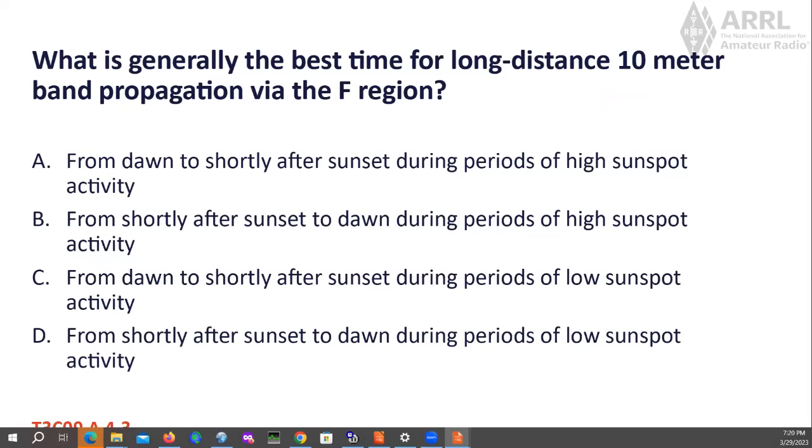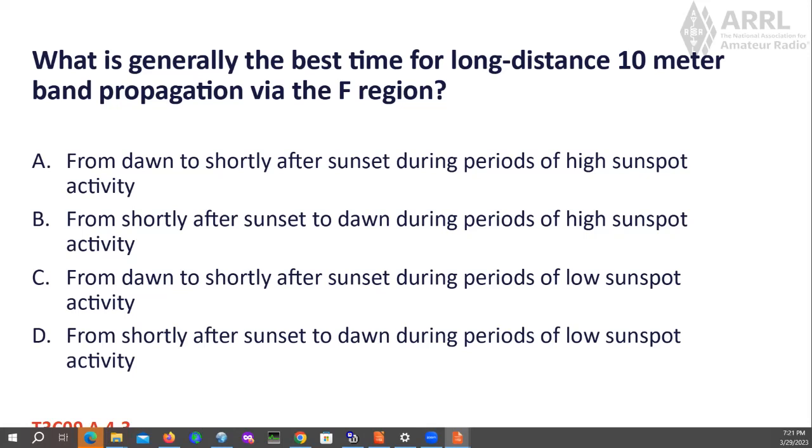When the activity gets really high, it will stay open, meaning you have long distance communication for a little bit after your sunset and a little bit before sunrise. And that's because the sun is exciting the ionization in the ionosphere during those hours.